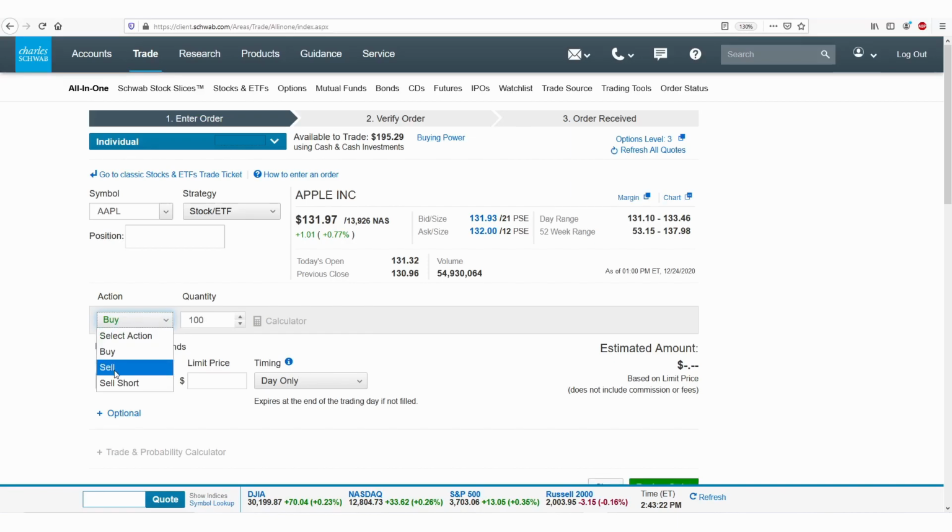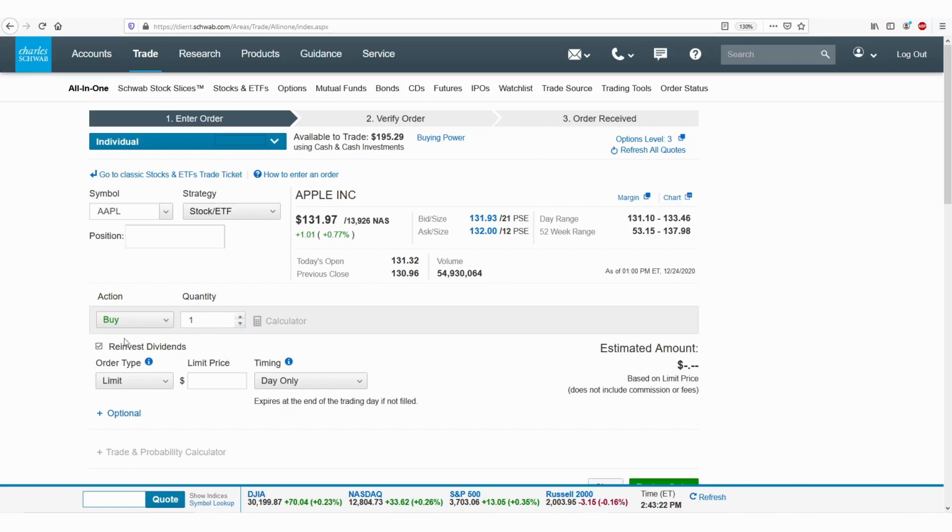So if you were to sell, you would select sell and sell short. But we're just going over the buy selection today. So we go ahead and hit buy. And for the quantity, you enter the quantity you want to purchase today. So let's say if you want to buy 1 share of Apple, you enter 1. You want to buy 10 shares, you go ahead and enter 10 shares. And if you want to buy 100, you go ahead and enter 100. I say today we want to buy 1 share of Apple.